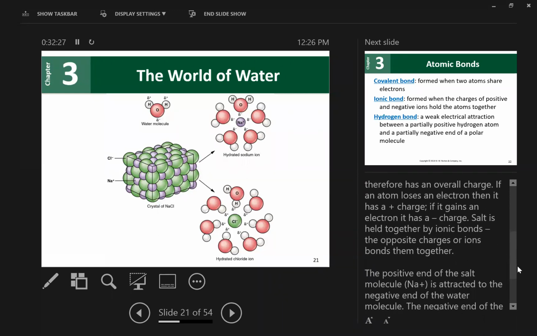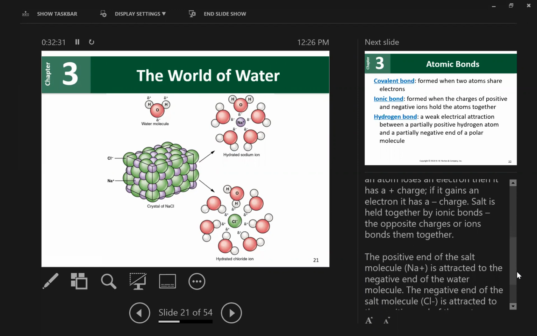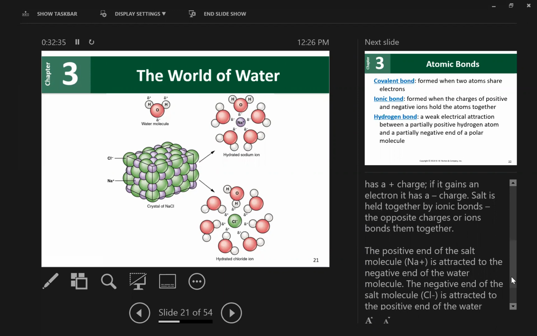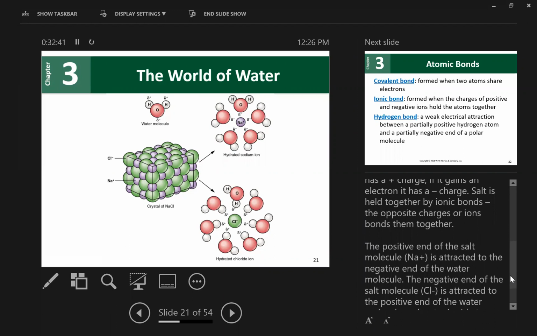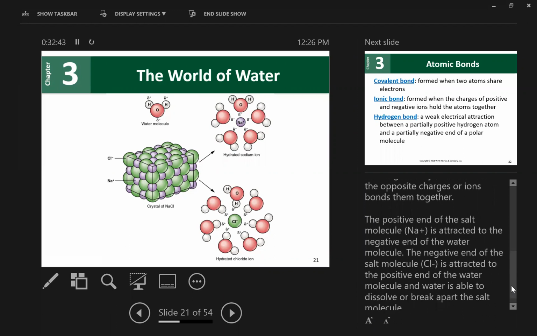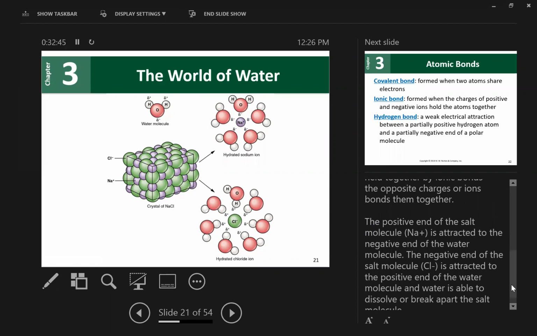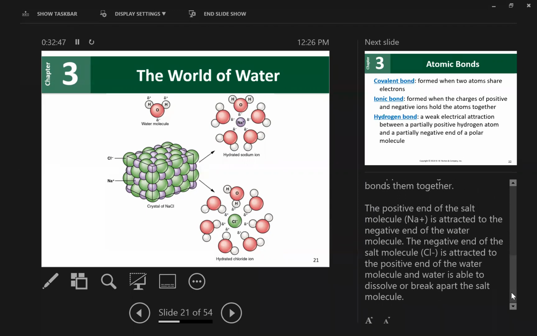The positive end of the salt molecule, which is the sodium, is attracted to the negative end of the water molecule. The negative end of the salt molecule, the chloride, is attracted to the positive end of the water molecule. And the water is able to dissolve or break apart the salt molecule.